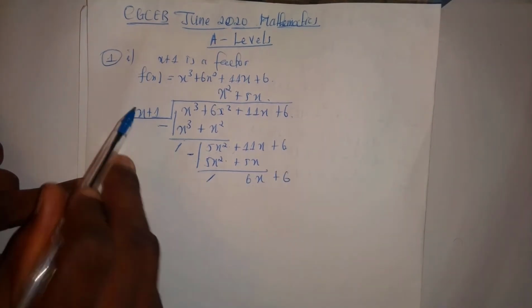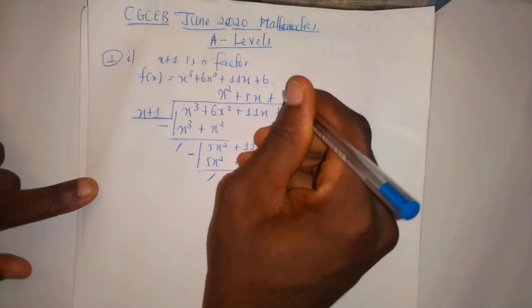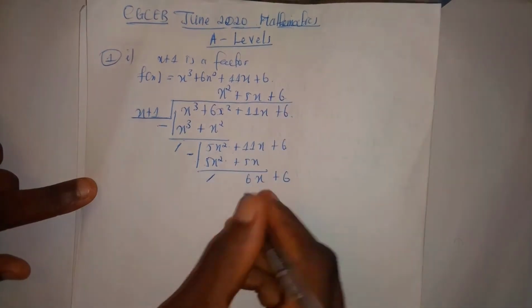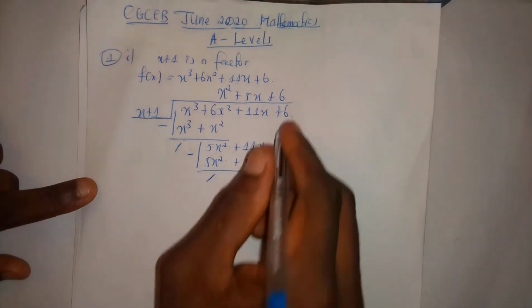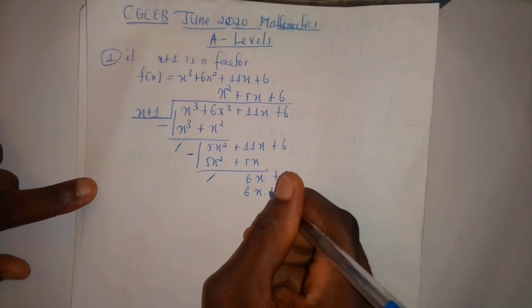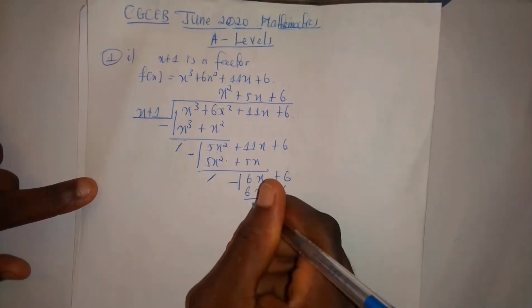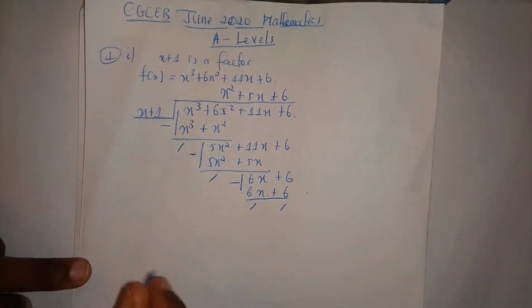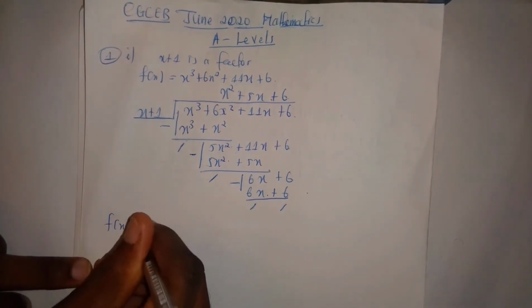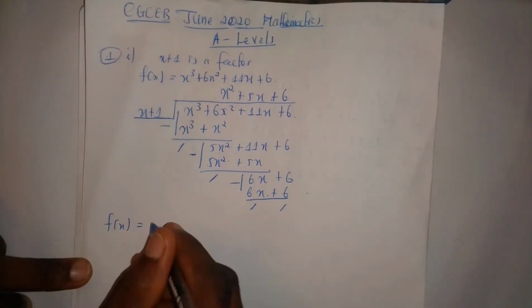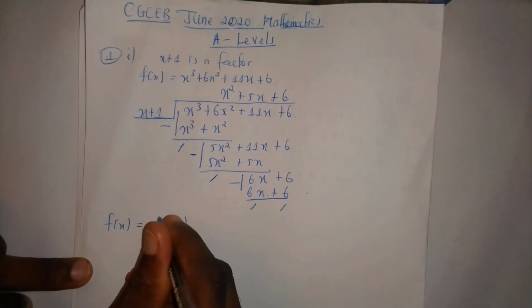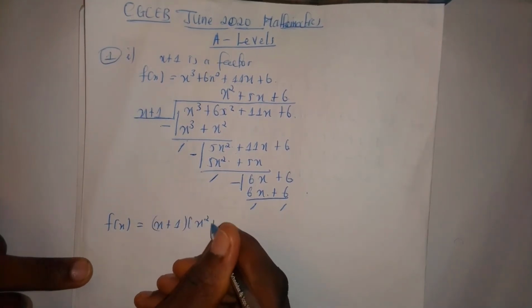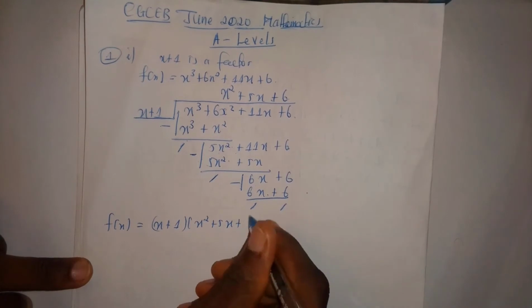So 6x divided by x will be positive 6, and 6 times x will be 6x, and 6 times positive 1 will be positive 6. And so here I have 0, remainder 0. So it tells me that my L of x can be written as a product of its factors as x plus 1 into x squared plus 5x plus 6.